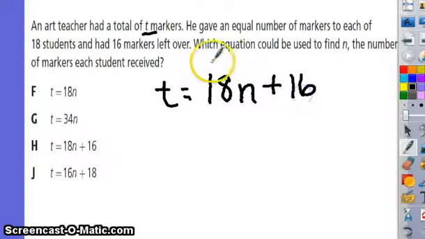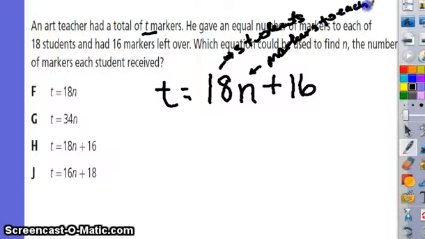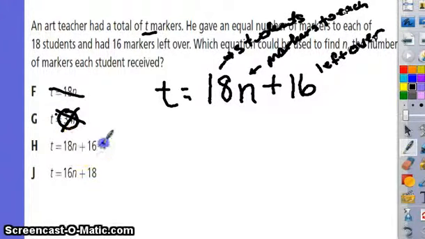So this is how many to each student. This is the number of students. This is the markers to each student. And then 16 left over. You put those together and you'll find your total. So looking here, that doesn't add the 16. This combined is saying 34 markers to each student. That's not what happened. This matches. This one says 16 markers to each student and 18 left over. That's not what happened. So H is the correct answer for this one.